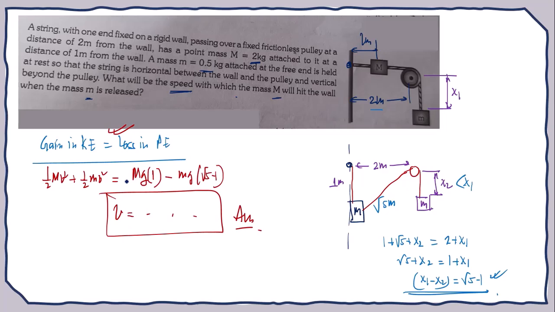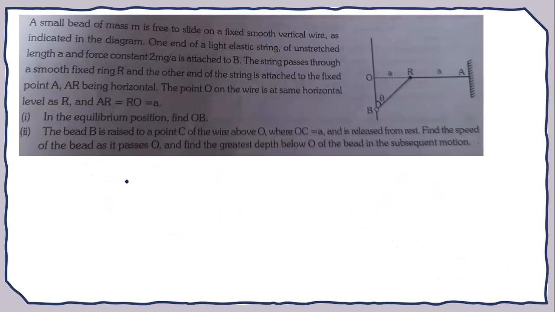Now moving on to the next question. There is a small bead of mass small m free to slide on a fixed smooth vertical wire. The bead is attached at point B and is connected with an elastic string whose unstretched length is A, and force constant is given as 2 mg by A, attached to point B. Okay. So the bead is connected with the elastic string, and then the string passes through the point R. So R is another point, and then it is connected with the Y like this.